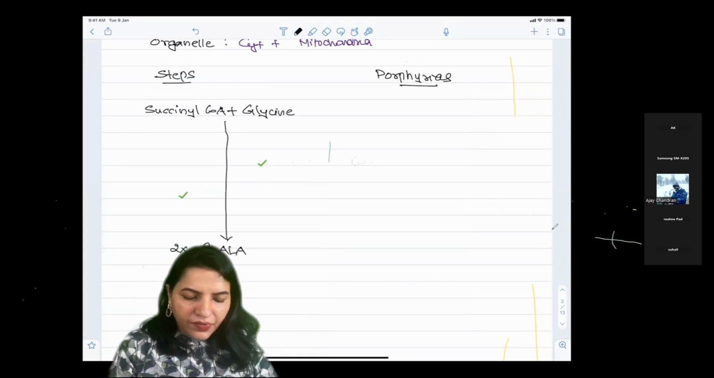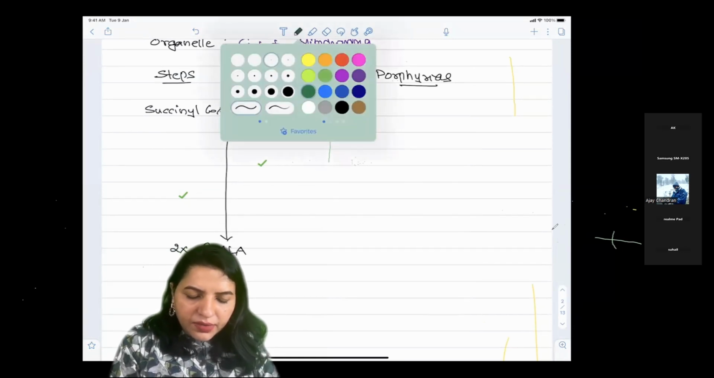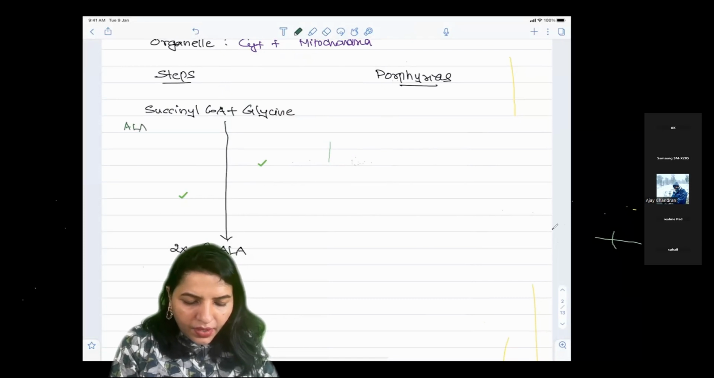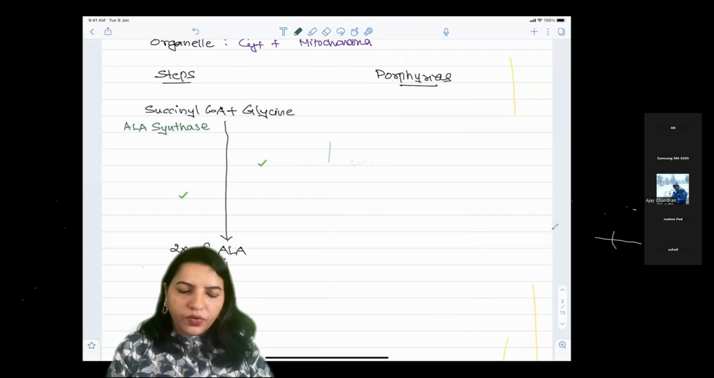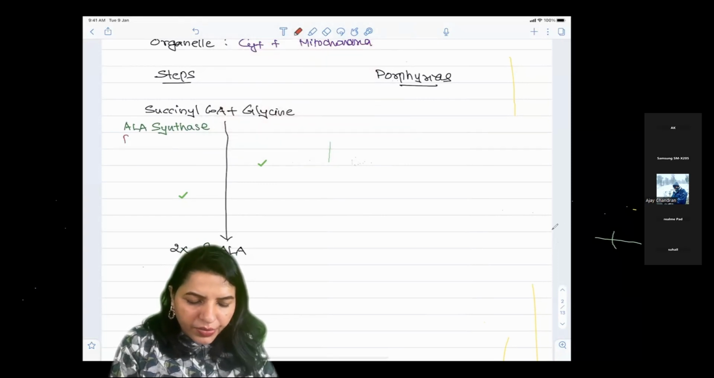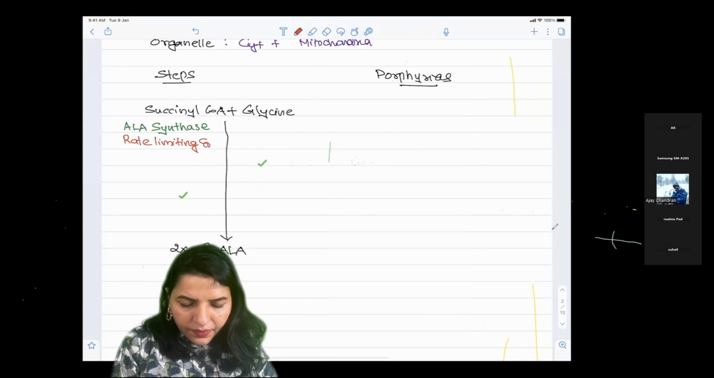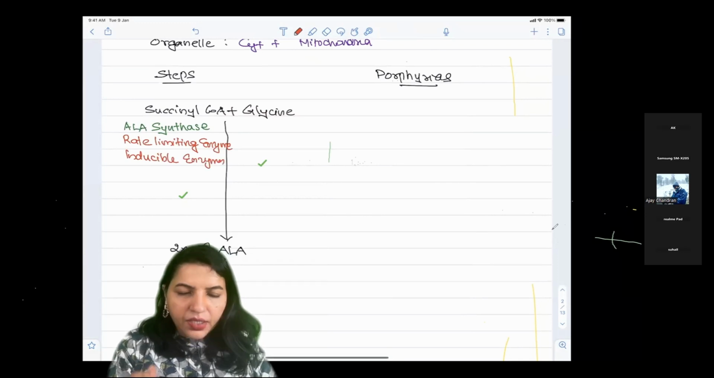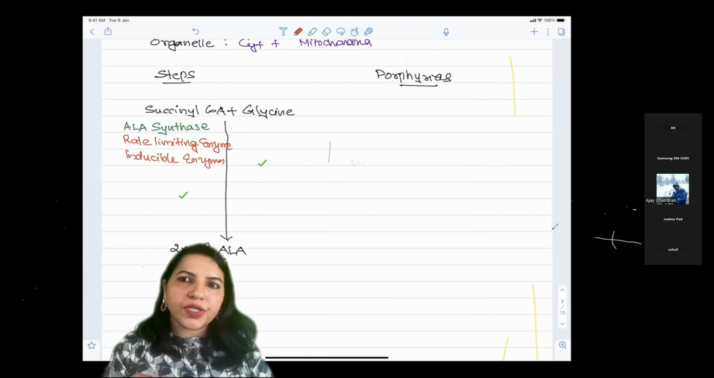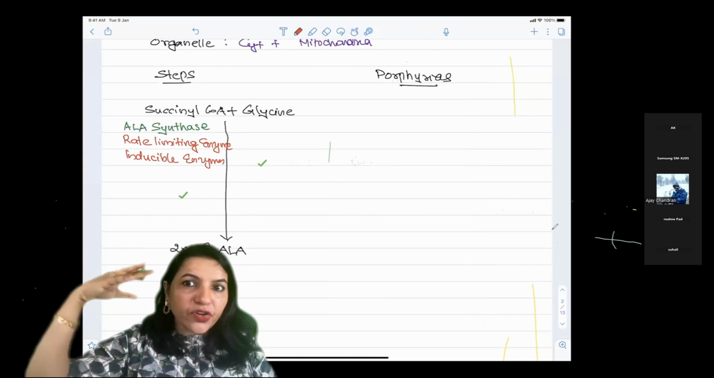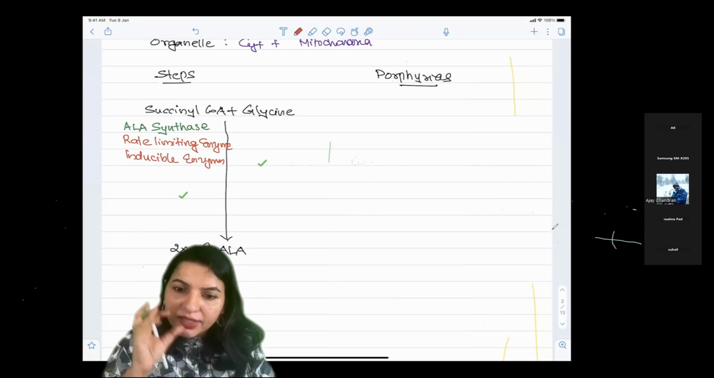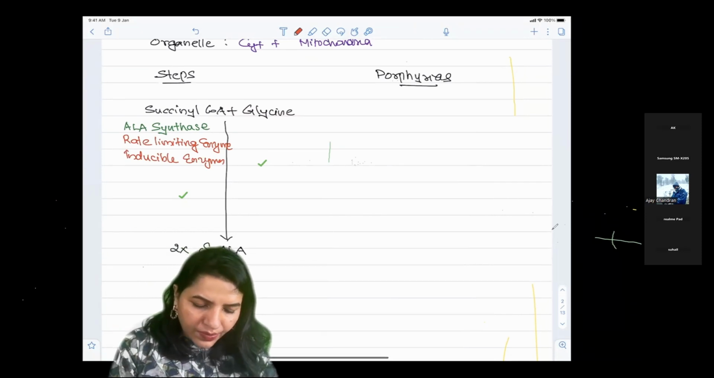What is the enzyme there? It's a very, very important enzyme. That enzyme is ALA synthase. This is considered the rate limiting enzyme. Moreover, it is an inducible enzyme. Inducible enzyme means I've told you that gene regulation is possible here. That is induction and repression. The quantity of the enzyme can be decreased or increased. So that is possible here.